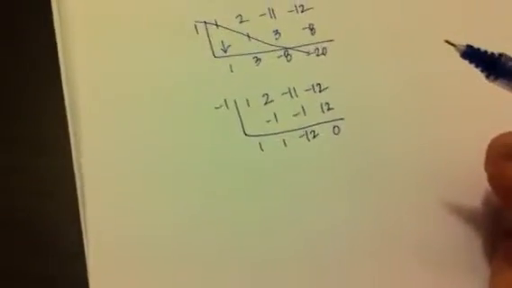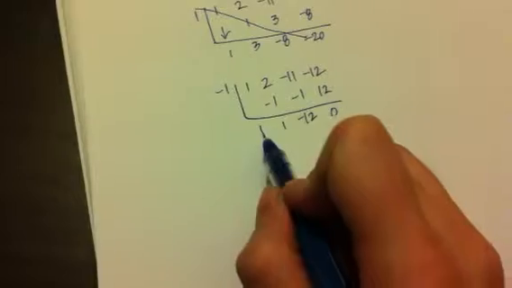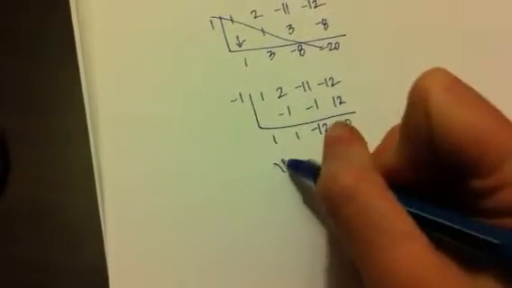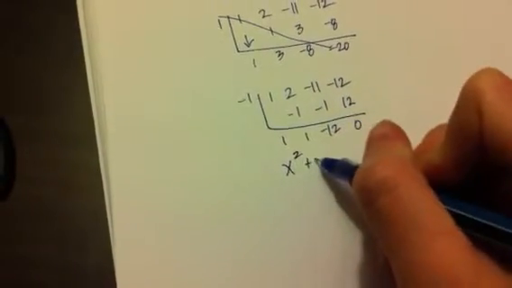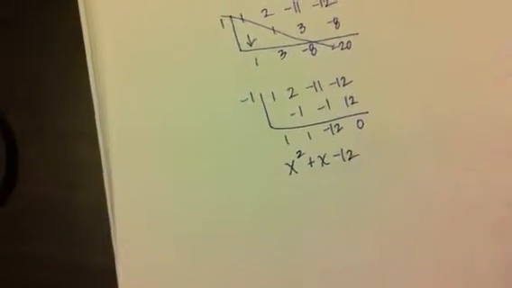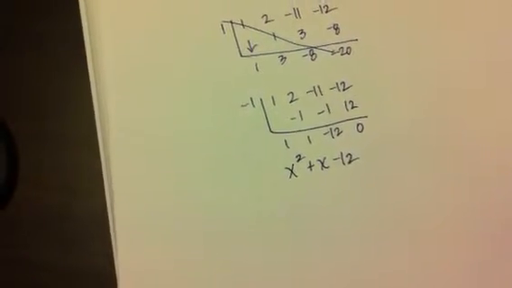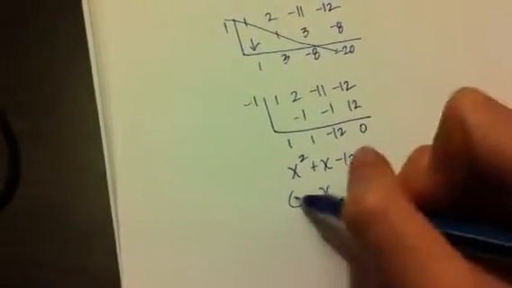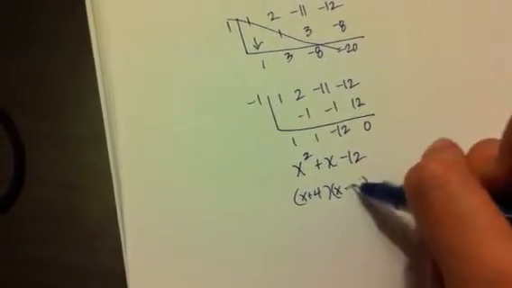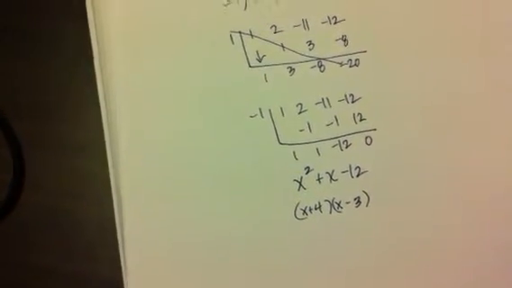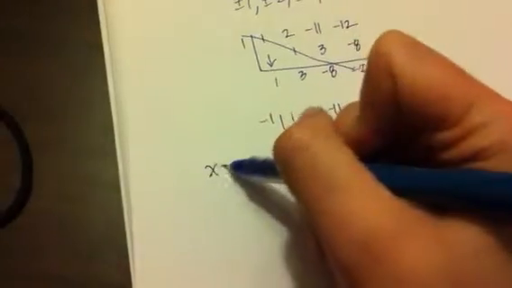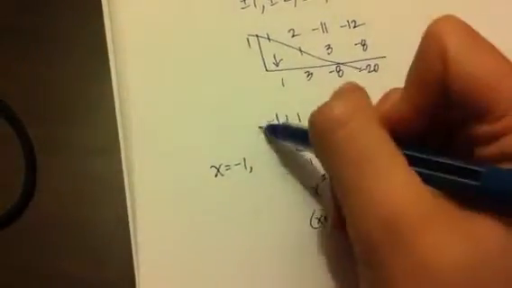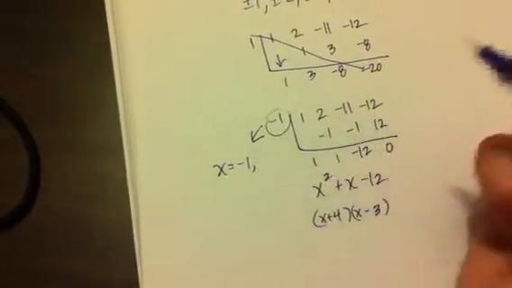Now, if you look back to 5.5, I'm going to use 1, 1, and negative 12 to write an expression like this. I have x squared plus x minus 12. That I can factor. That's x plus 4 and x minus 3. Now, I already know negative 1 is one of the zeros because I figured that out right here.